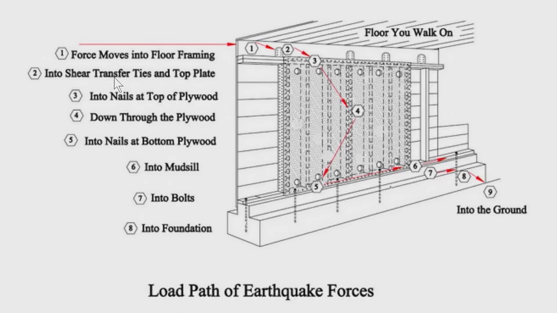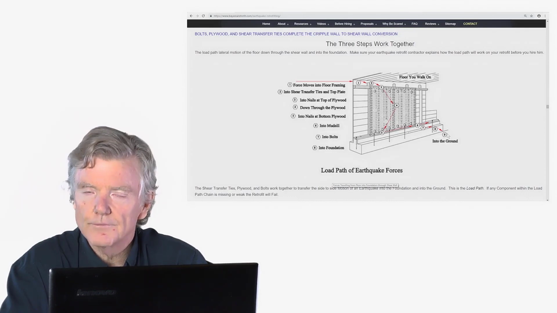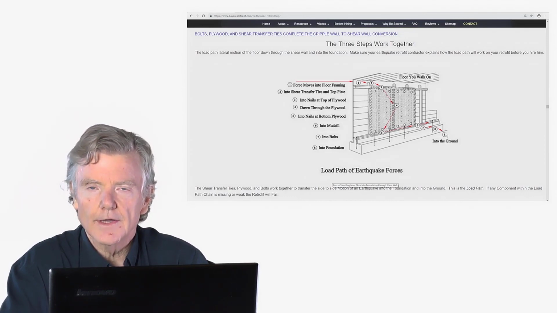So this red arrow right here represents the earthquake force trying to push the floor joist off the top of the cripple wall. When that tries to move, it goes into this shear transfer tie. That shear transfer tie then pushes on top of the upper top plate of the shear wall, where the plywood is. When that tries to move this way, that same movement goes this way and pushes against the bottom of the plywood, which in turn pushes on the bolts, which in turn goes into the foundation, which in turn goes into the ground. That's called the load path. It's really the number one thing in any seismic retrofit.